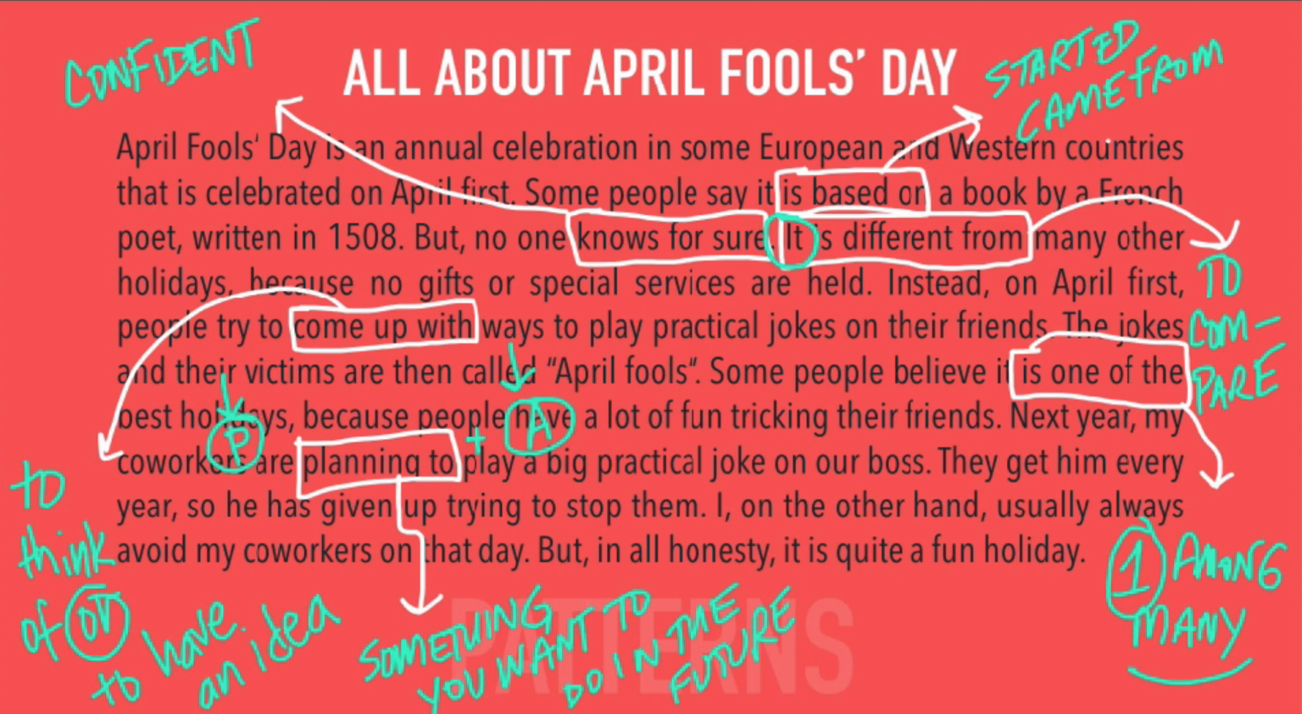They get him every year, so he has given up trying to stop them. Okay, so the pattern we see right underneath planning to is given up. Now, given up means to stop. It means to stop trying or to stop doing. Let's write it right here.